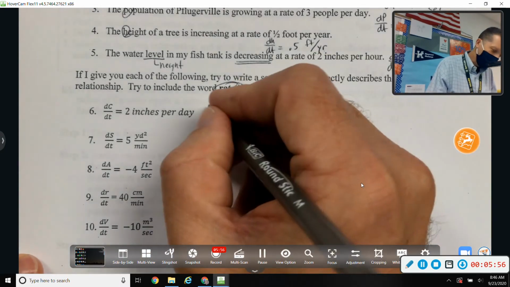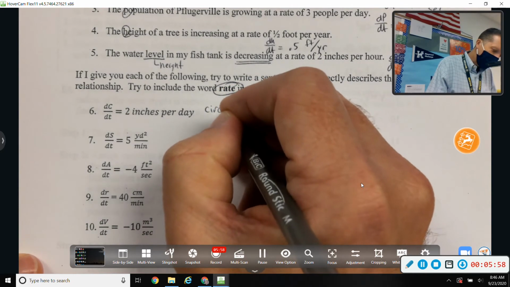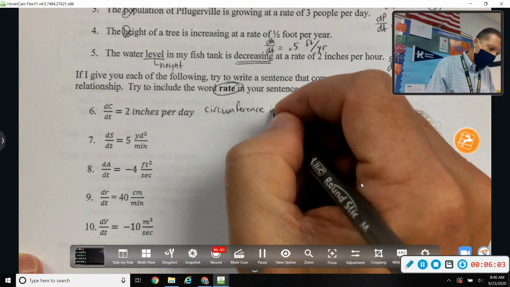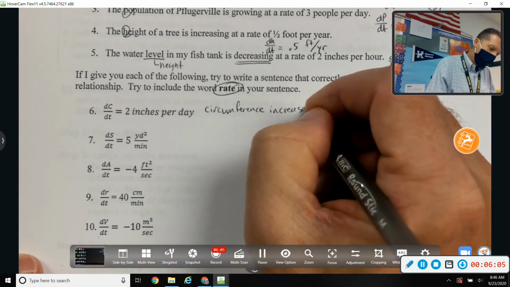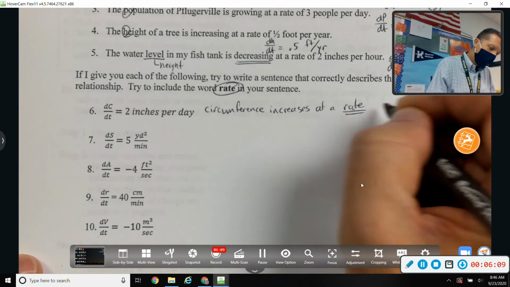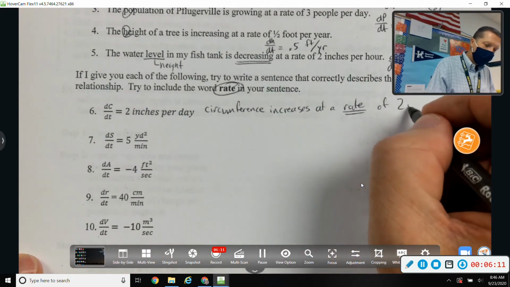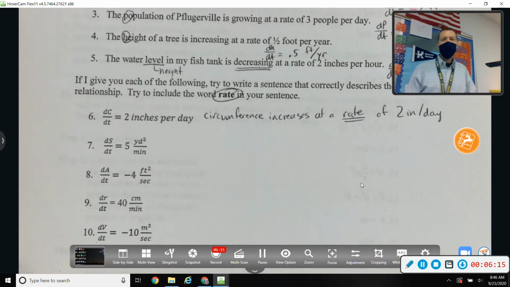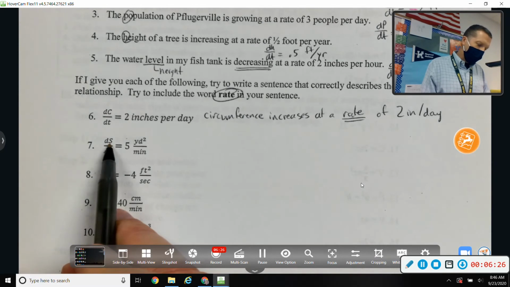Circumference. Let's go circumference. So let's say the circumference increases at a rate of 2 inches per day. And we'll, how about capital S for number 7 here?